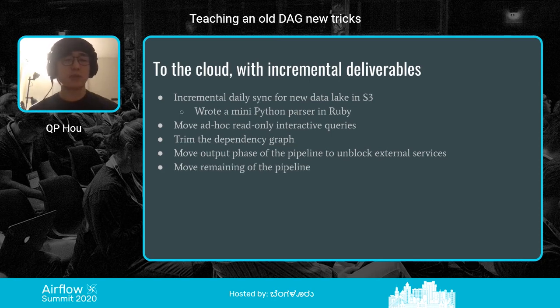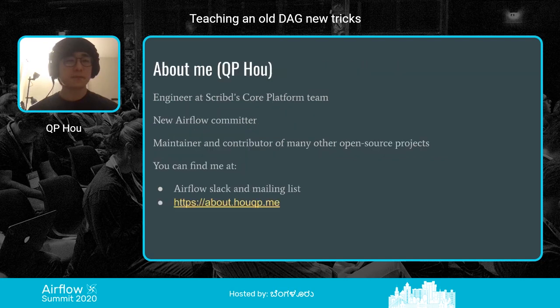And then once the output phase has been all migrated, we will work on the remainder of the pipeline, for which we already have the tools in-house to automate a lot of the task generation. We basically just have to change the simulation run script to generate the actual tasks that will be running in Airflow, and then we can move those tasks piece by piece into Airflow and into the cloud. So that's all I want to talk about.